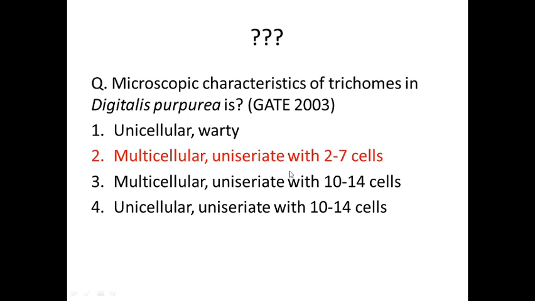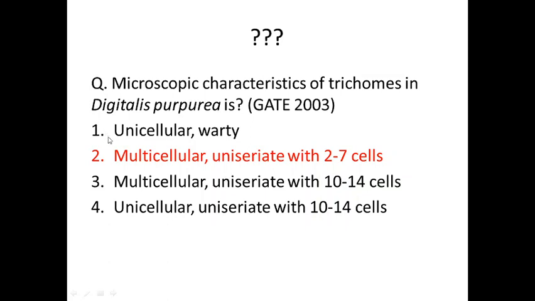Just see the question. The microscopic characteristics of trichomes found in Digitalis purpurea. Digitalis contains both types of trichomes, that is covering as well as glandular. Based on the options, you have to select the correct answer. Here all 4 options have not mentioned whether it is covering or glandular, but based on the options you can find out that these are all for covering trichomes.